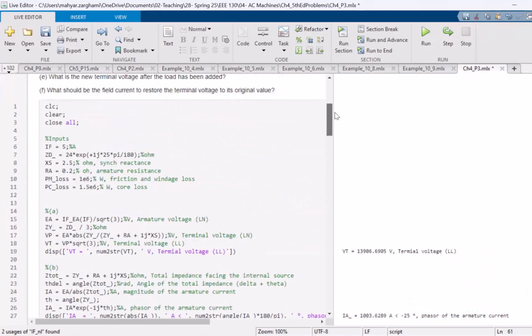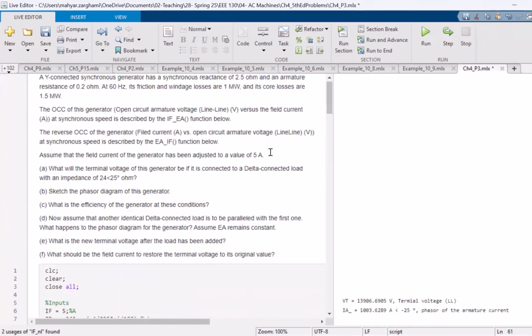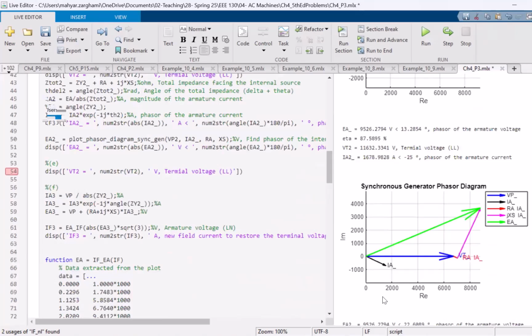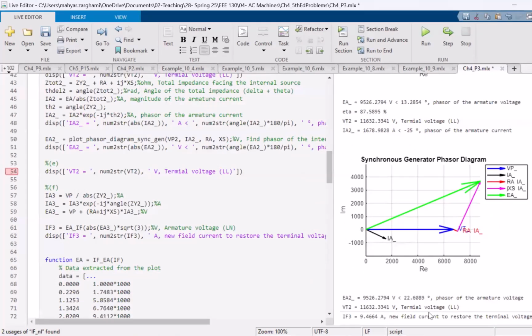So your IF used to be at 5 amps. Now, because you added the load, you have to increase your field current to this value so that you can get the same terminal voltage. This is a standalone generator, right? This is not connected to the grid. So therefore, when you add load, your voltage drops, your frequency drops. It's not connected to an infinite bus. This is a single generator operation.